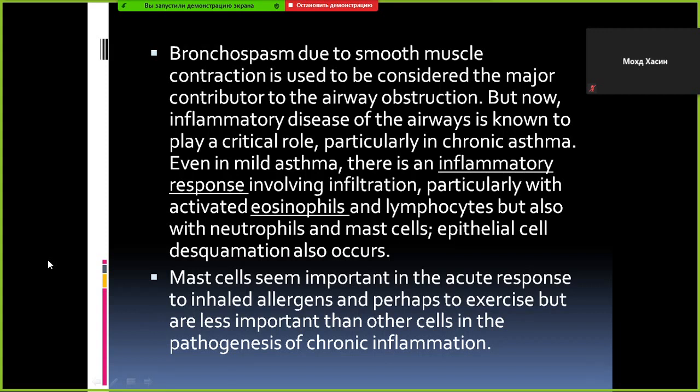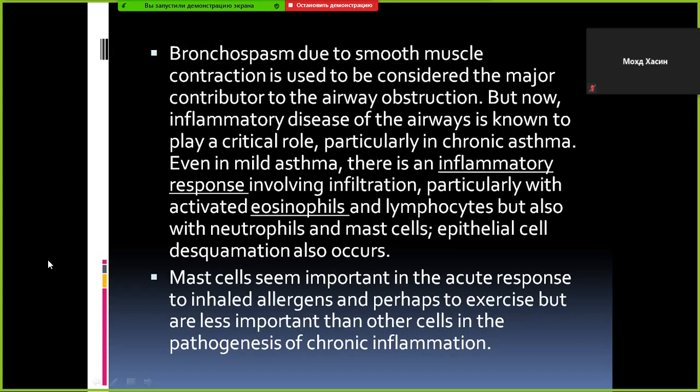So bronchospasm due to smooth muscle contraction used to be considered the major contributor to the airway obstruction. But nowadays, inflammatory disease of the airways is known to play a critical role, particularly in chronic bronchial asthma. Even in mild asthma, there is an inflammatory response involving infiltration, particularly with activated eosinophils and lymphocytes, but also with neutrophils, sometimes mast cells, and epithelial cell desquamation also occurs.